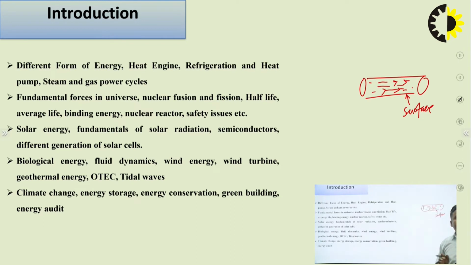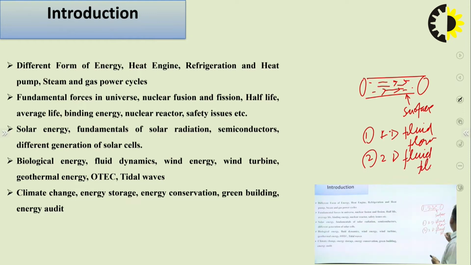We will also study the different types of fluid flow, like one directional fluid flow, two directional fluid flow. Similarly, there is Newtonian fluid flow and non-Newtonian fluid flow.